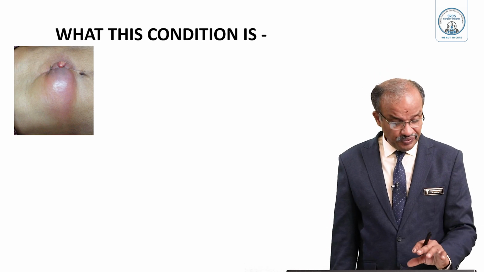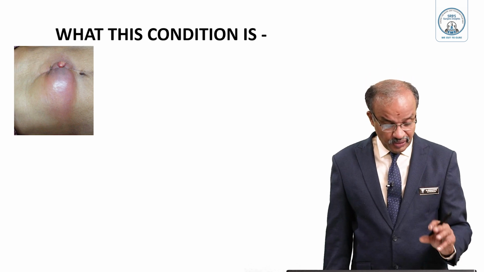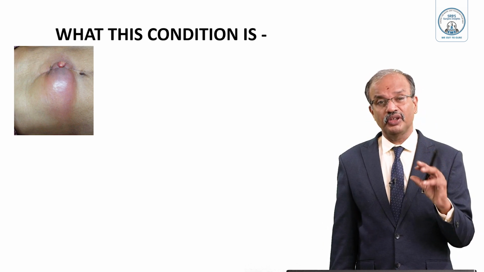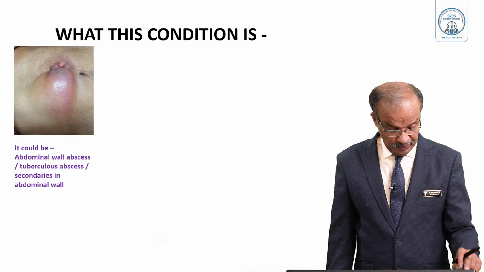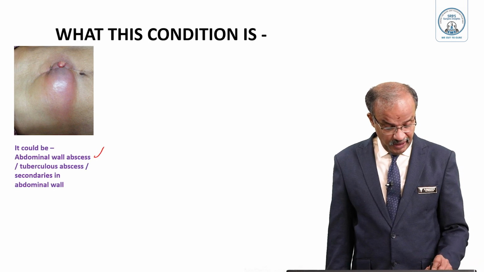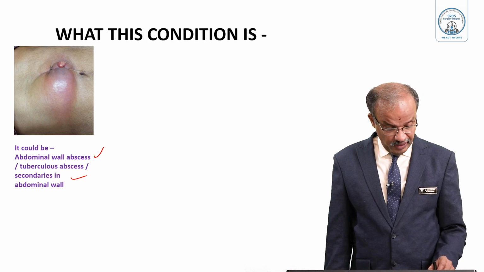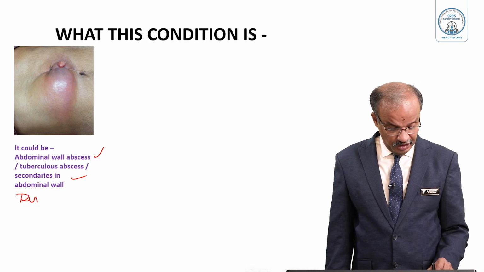But looking at this, what all possible diagnoses? As a spotter, you may be wrong, but you should be able to immediately synthesize your diagnosis in your brain. So it could be abdominal wall abscess, tuberculous abscess, definitely. Second is in the abdominal wall, so the things you have to remember. And after that, of course, sometimes it could be desmoid tumor.